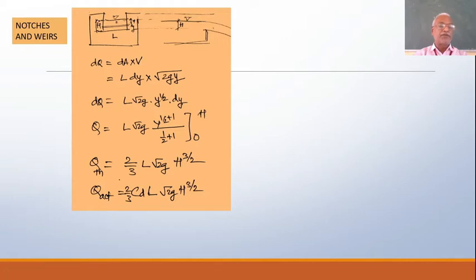The final expression for actual discharge through a rectangular notch is 2/3 CD L root 2g H raised to 3/2, where L is the length of the crest and H is the head above the crest. This is the crest. Above the crest, whatever head is there, that is H. So knowing H and L of the sharp crested weir and the coefficient of discharge, we can calculate the discharge. This is for a rectangular notch.